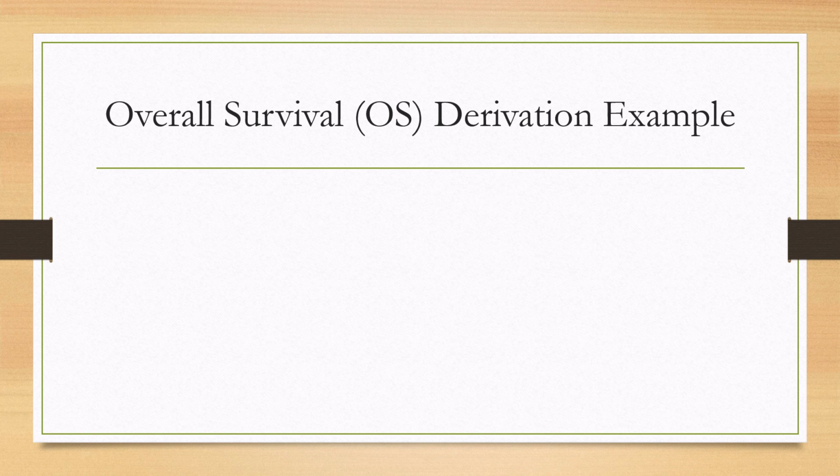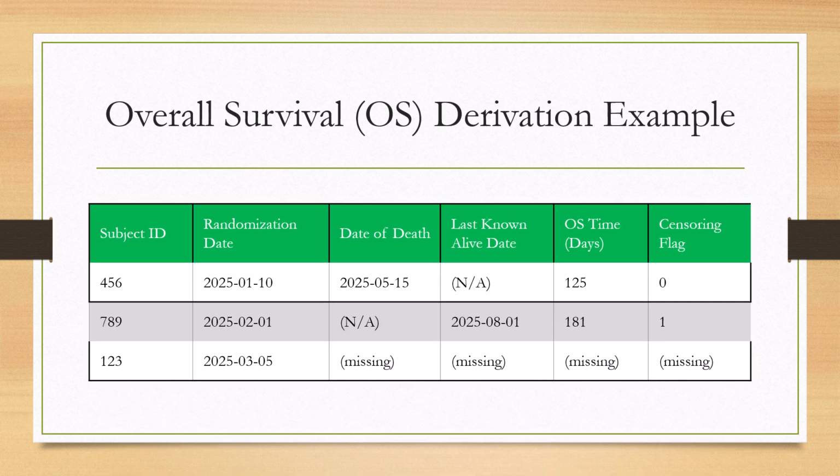Let's understand the overall survival derivation with an example. In this table, the first subject is a subject who has died. The start date for this subject, or the randomization date you can say, is 10th January 2025, and the event date, which is the date of death, is 15th May 2025. So the OS time will be calculated as date of death minus the start date, which comes out as 125 days.